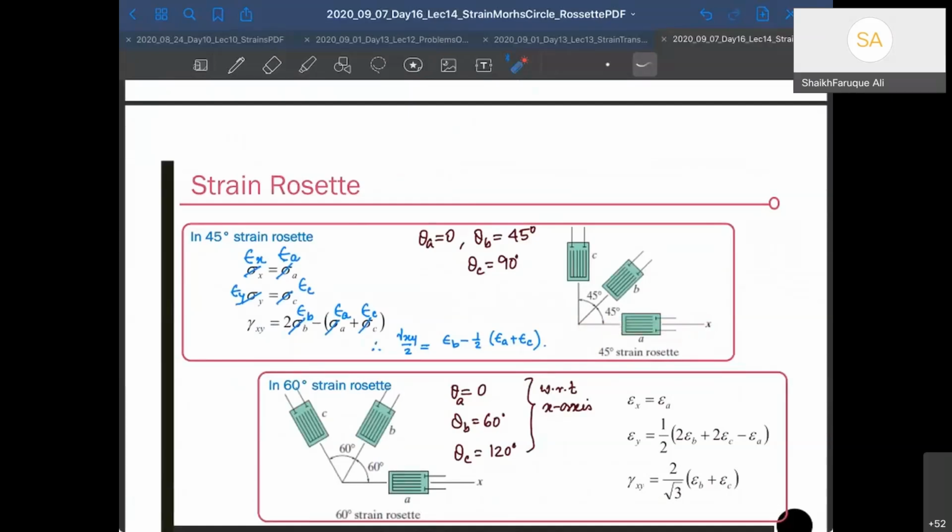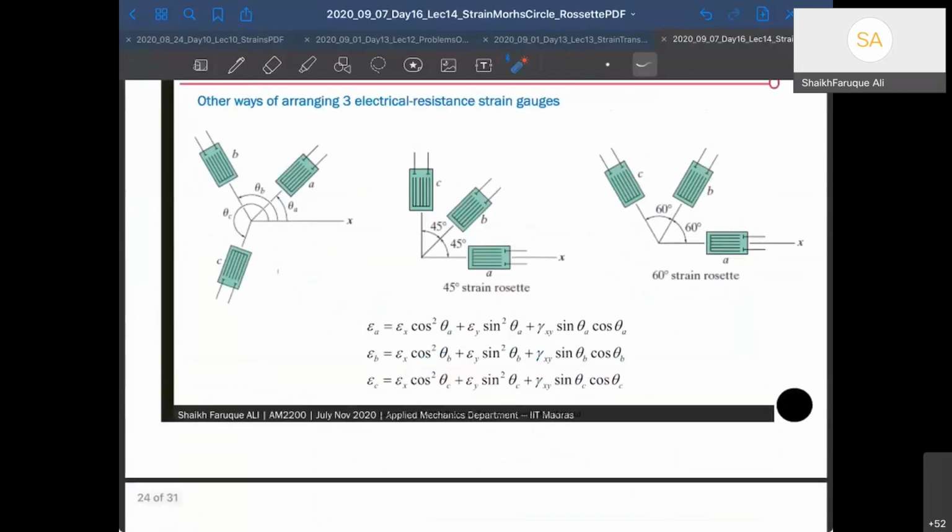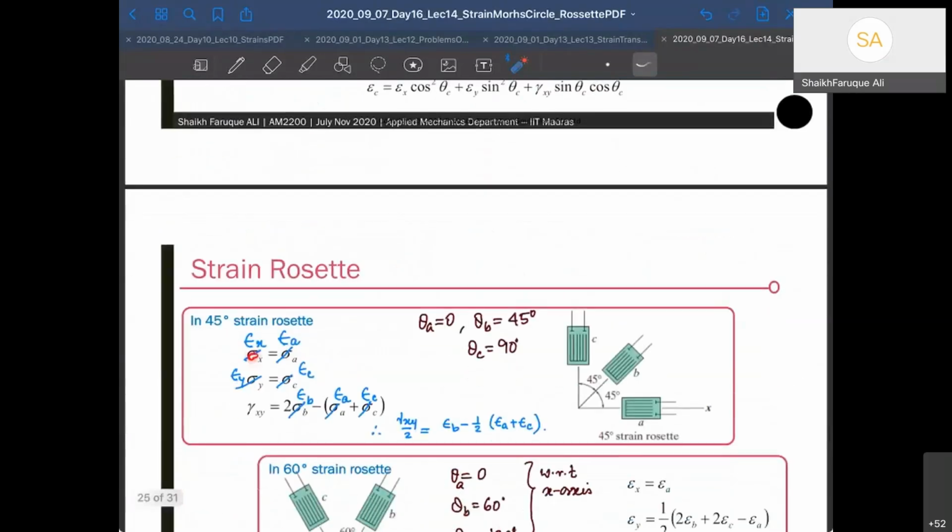Angle theta B is 45, and angle theta C is 90. So when I put this expression back here, let's say theta equal to 0. So this becomes 1, this becomes 0, and that becomes 0. So epsilon A is equal to epsilon x. So epsilon x, your x direction unknown strain, becomes equal to epsilon A.